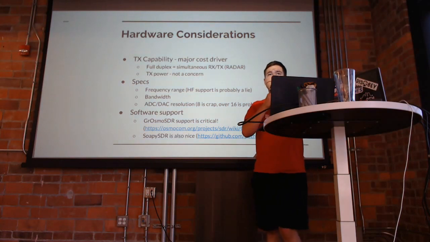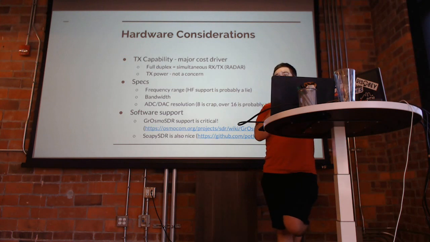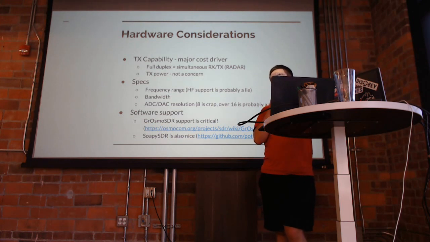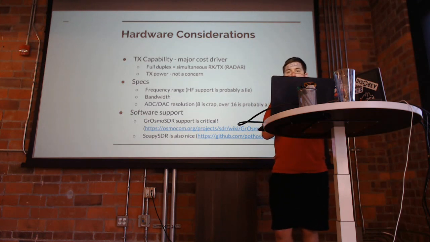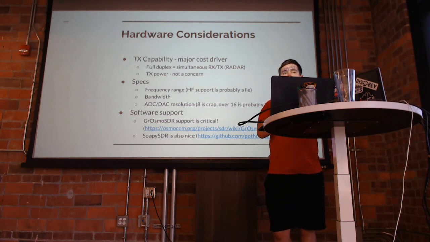So there are several considerations when you're going out to buy SDR hardware. Transmit capability is a huge driver of cost, especially if you're talking full duplex. So there's full duplex and half duplex. Half duplex just means you can transmit, then it has to switch over into receive mode, and then switch back to transmit mode. Full duplex means simultaneous receive and transmit, which is necessary for something like radar or more complicated digital protocols like GSM, or all the crazy cell phone stuff people are doing. You'll need full duplex capability.